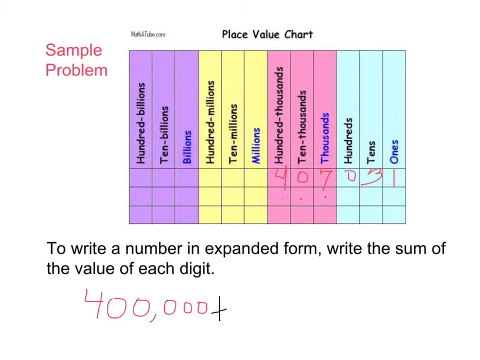Go on to the next number, 7. The value of 7 is 7,000. Then we have plus, again, 0. You don't need to write anything for 0. The next number is 3, and this is 3 tens, so it's 30. And then lastly, we have a 1, and that's plus 1.